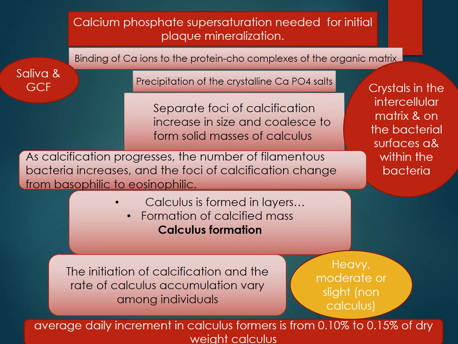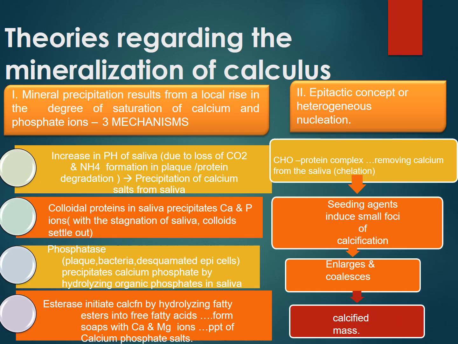Coming to the theories of calculus formation. Regarding the mineralization of calculus, mainly there are two theories which lead to the precipitation, that is, the formation of calculus. There is the precipitation theory and the epitactic concept or heterogeneous nucleation. Under the precipitation theory, that is the precipitation of calcium phosphate ions, when there is an increased degree of saturation of calcium and phosphate ions, there will be precipitation of calcium phosphate ions in crystal forms.